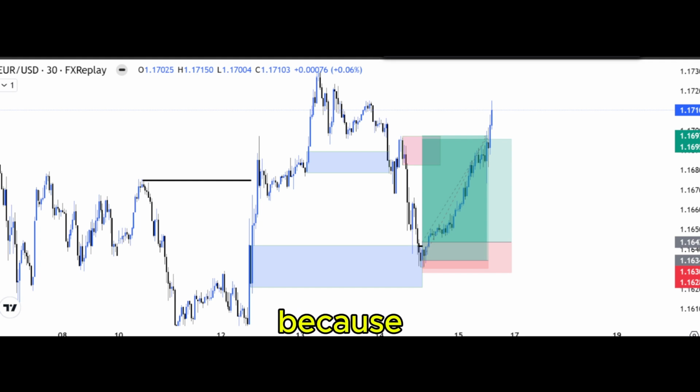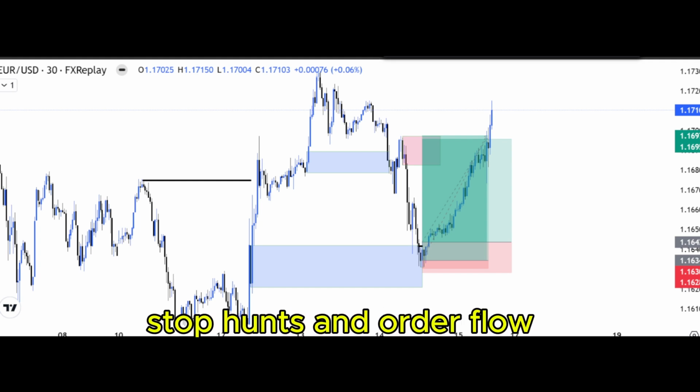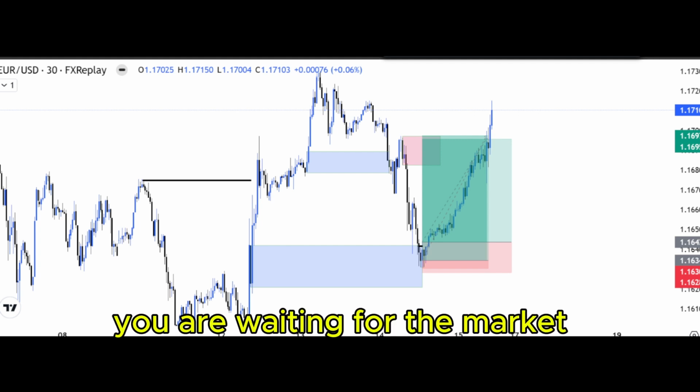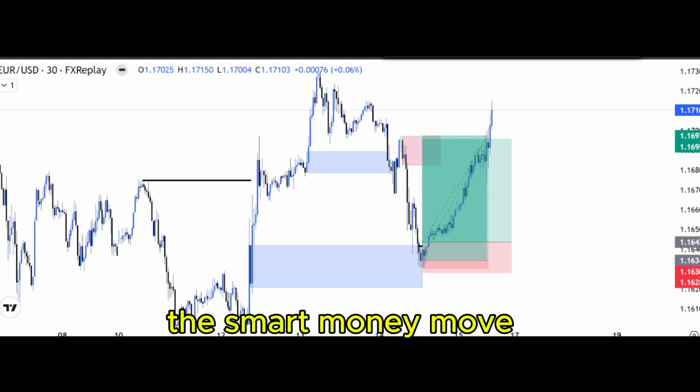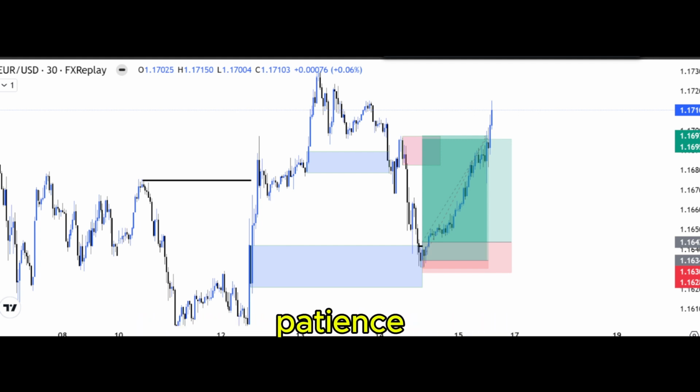This works because it uses market mechanics, liquidity, stop hunt, and order flow. You are not guessing, you are waiting for the market to show you the smart money move. Mental rule is patience over impatience. Less trades, better quality. Trade when rules align, not when you feel like it. Keep a journal, record the higher time frame zone, the inducement, the break of structure time, the entry candle.